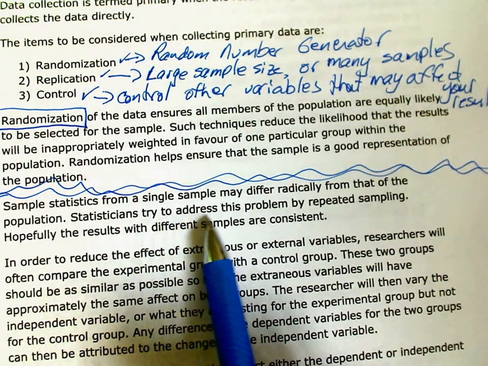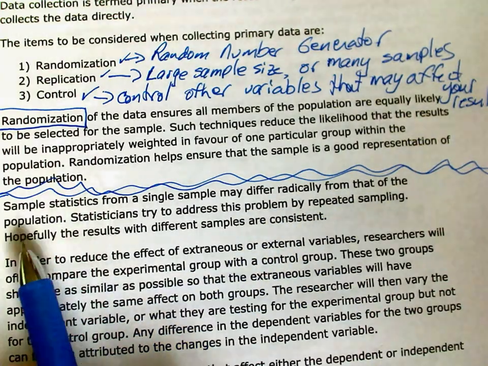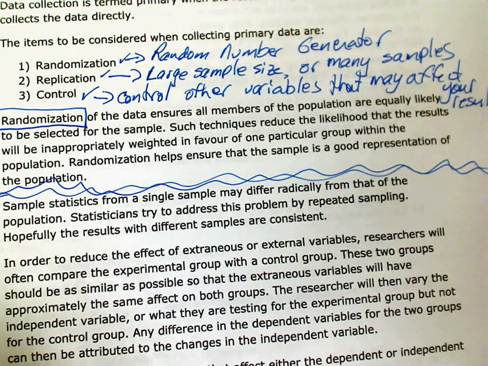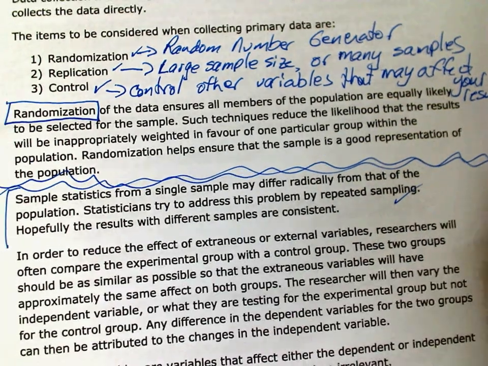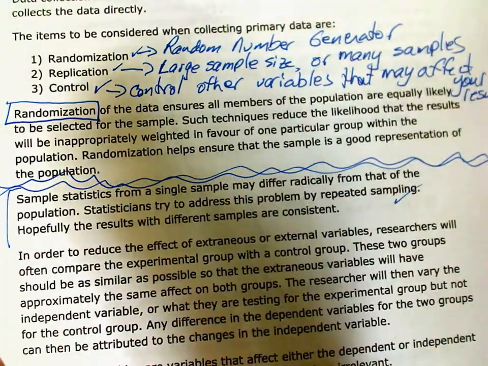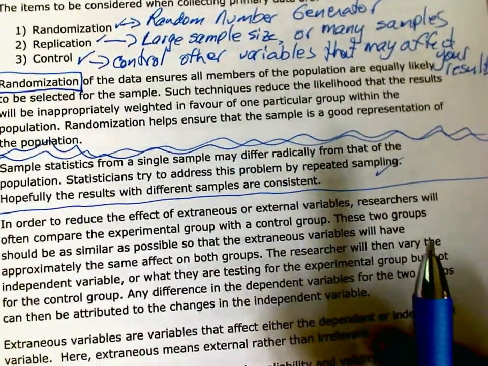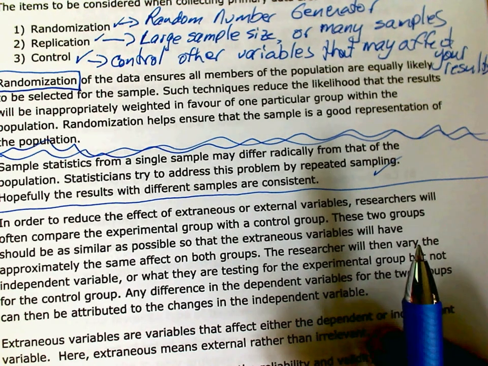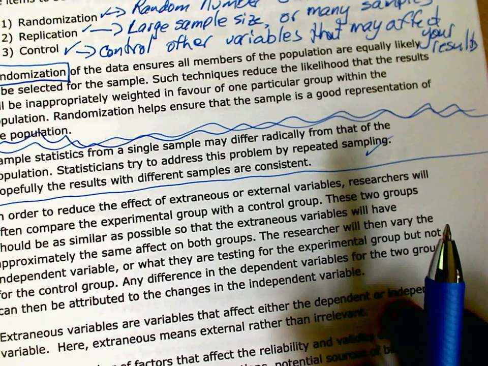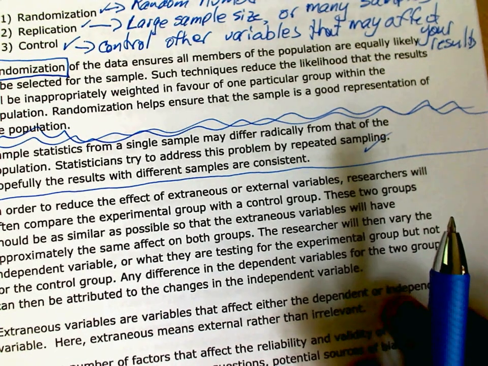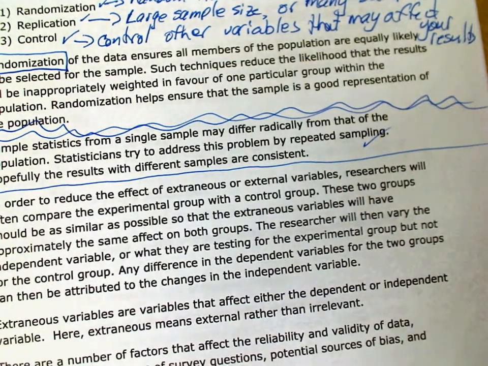Sample statistics from a single sample may differ radically from the population. So statisticians try to address this issue by repeated sampling. Now, very oftentimes there's the issue with extraneous variables.